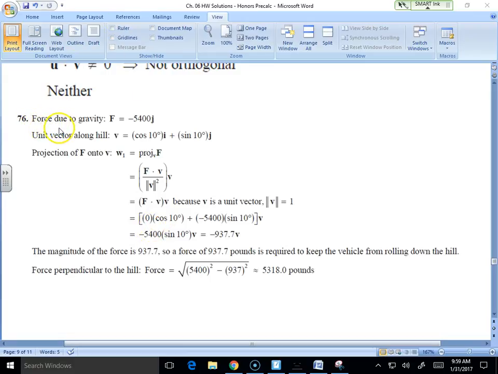Force due to gravity. Check unit vector, check using a formula. Projection, check using a formula. My stylus. Okay, I got it. Final answer: 5,318 newtons. But they also give things in between, like the magnitude of the force, which means we need equal force to keep the vehicle from rolling down the hill, and then the force perpendicular to the hill was the last answer.